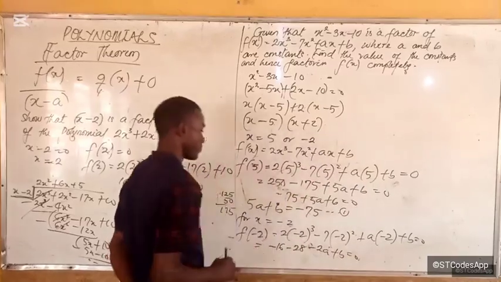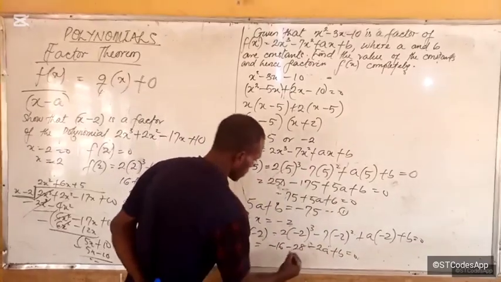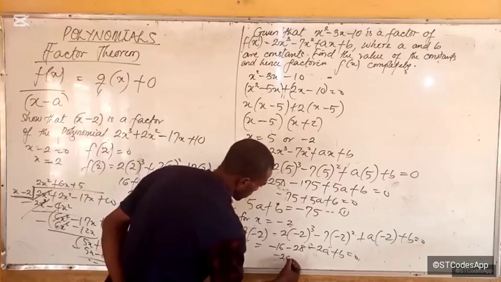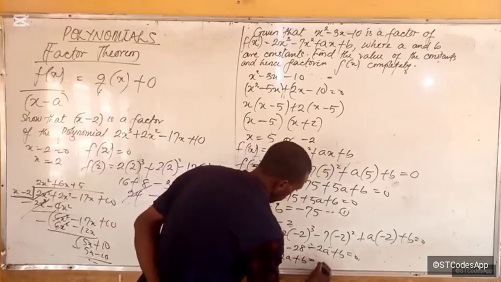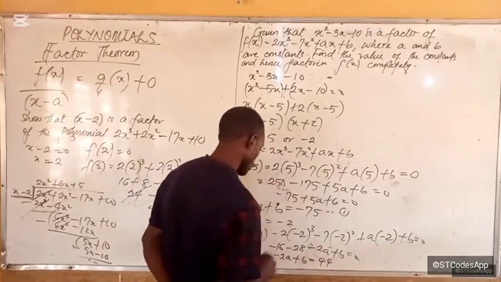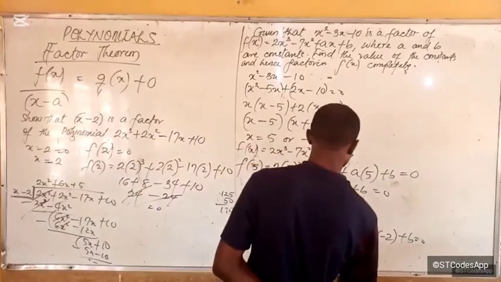So from here, this and this will give us 44. So 44 will go there and be positive. So we have minus 2a plus b equals 44. All right, so we'll now come up here. This will be our equation 2.